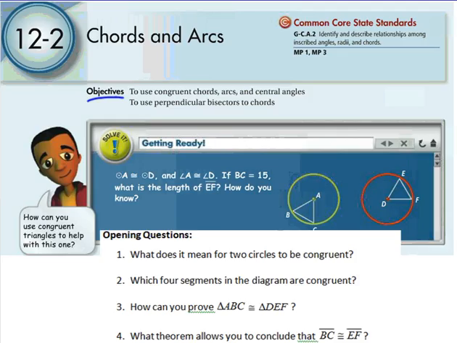And then go back and look at the objectives and kind of self-assess, see what you learned, see what you can remember, see what you can do with these chords and arcs. That's section 12-2. We'll see you next time.